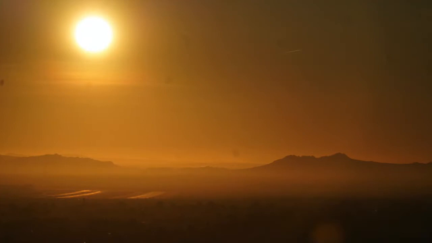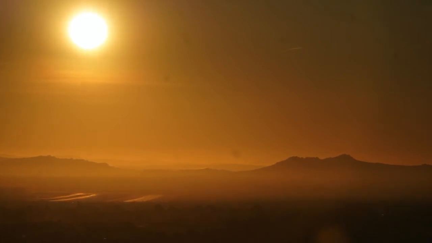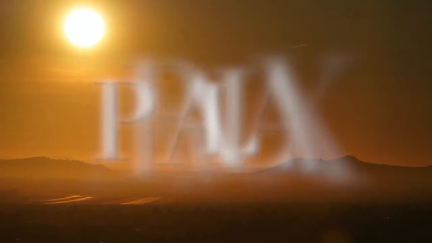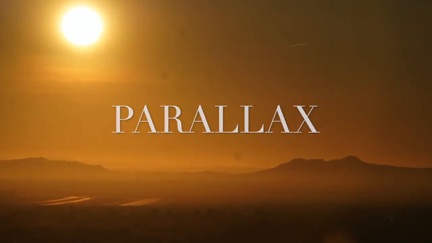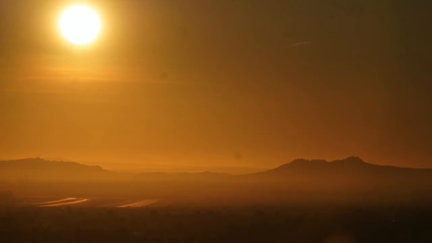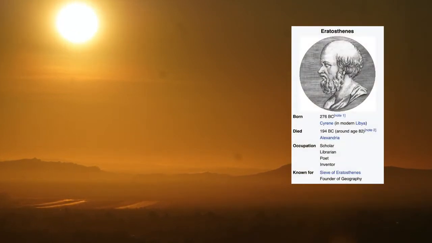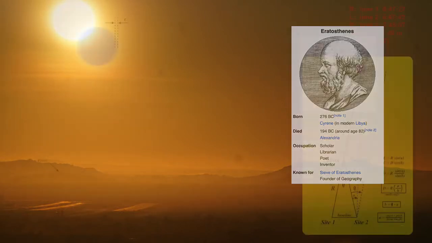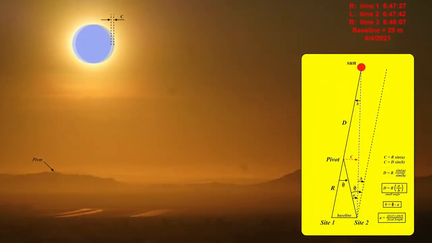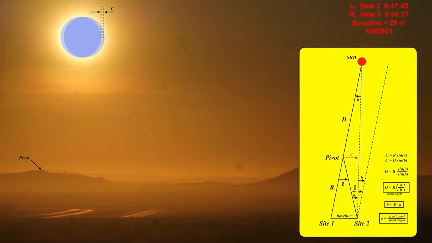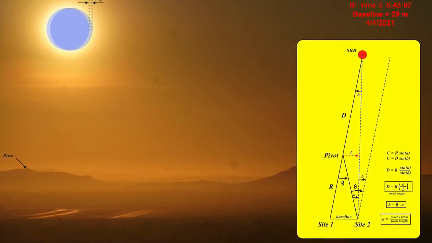Watching a sunrise can be quite inspiring, and I've been inspired. We are going to calculate the distance to the sun using parallax, and we'll be overturning a 2,000-year-old assumption. You're in for a real treat, my friends. The heavens will be decoded, because those that seek shall find.